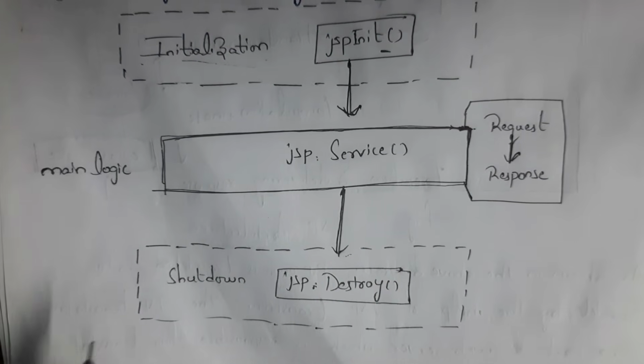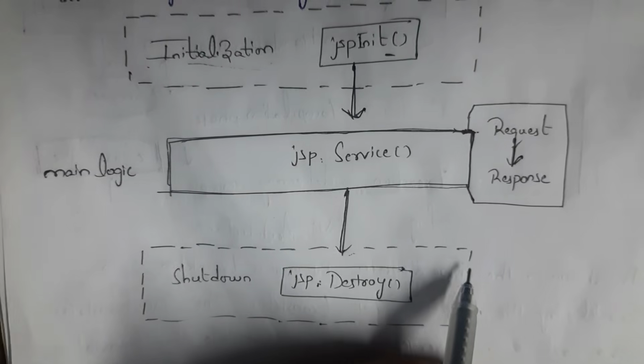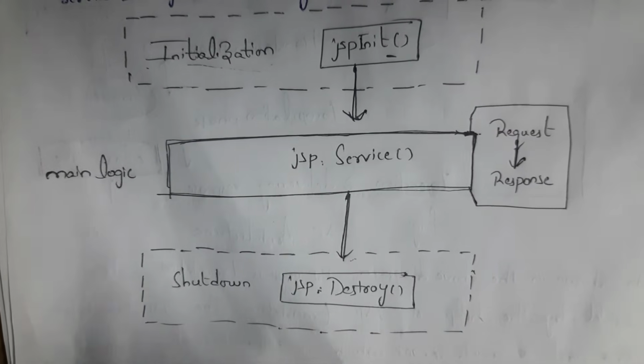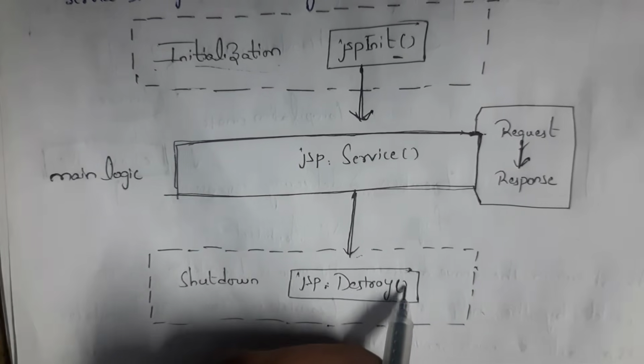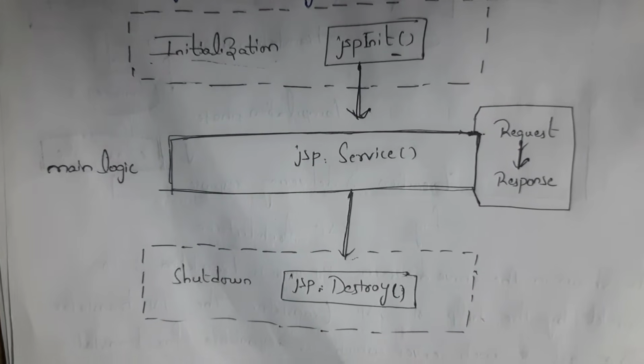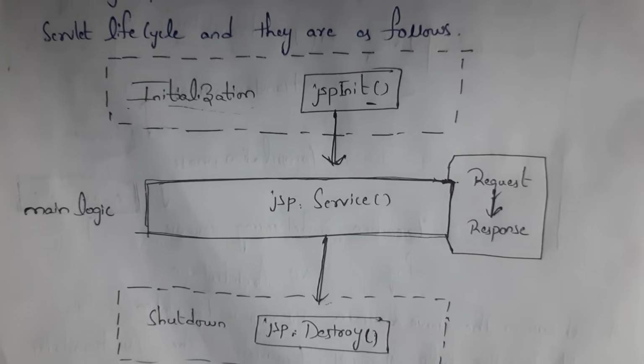And third one is the shutdown phase. In the shutdown phase, we will destroy this JSP. So we use the JSP destroy method in order to destroy JSP. These are the three phases in the JSP life cycle.